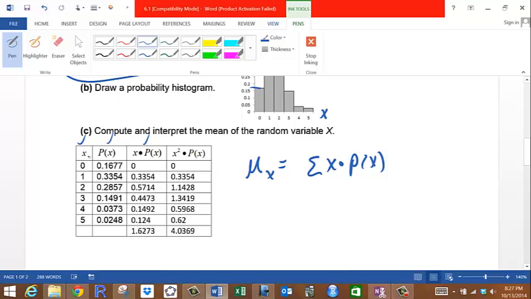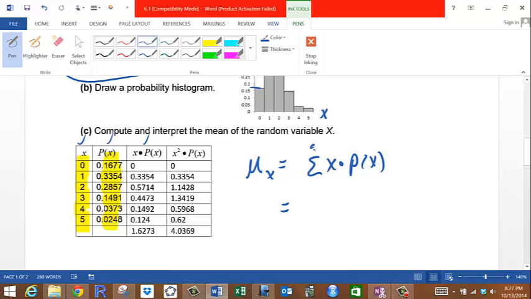All right, so we started out with this probability distribution here, x and p of x, which is given above, and all we're going to do here to get the mean is take x times p of x. All right, and then 1 times 0.3354, 2 times 0.2857, 3 times 0.1491 is 0.4473, 4, and then 5 times 0.0248 is 0.124. And then to get the mean, all we're going to do is add up this x times p of x column.